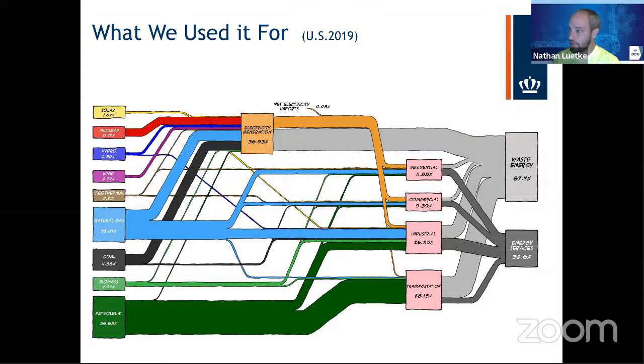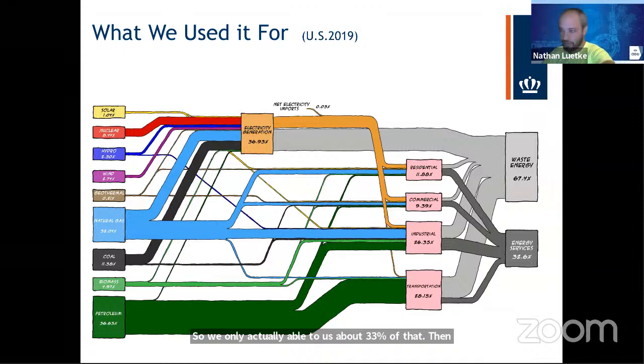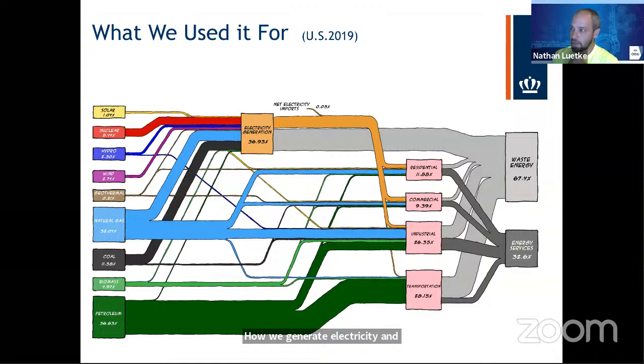In a steam power plant, you've got wasted heat. In a gas turbine, you've got wasted heat. In a diesel generator, you've got wasted heat. So we only actually are able to use about 33% of that. Then down the bottom, you've got the petroleum. A lot of that's for gas, or for transportation, automotive engines. We're not going to look at that too much today. But we are going to look at that top thing, how we generate electricity and how we pick the right one for the job. Because again, we're trying to reduce this wasted energy.